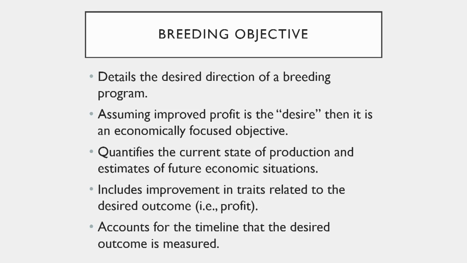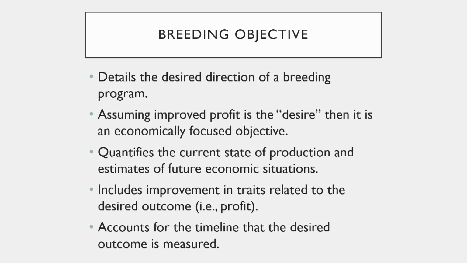Germane to the question I was given, balancing maternal and terminal, to me it starts with a breeding objective. And you may have heard this before. Some of you maybe even have one. But in my experience, most people never put pen to paper and actually write it down. It's kind of like a business plan for your breeding program. It details the desired direction of a breeding program. And assuming improved profit is the desire, that it's an economically focused breeding objective. And I think for the lion's share of people in here, you would say, yeah, profit is my objective.